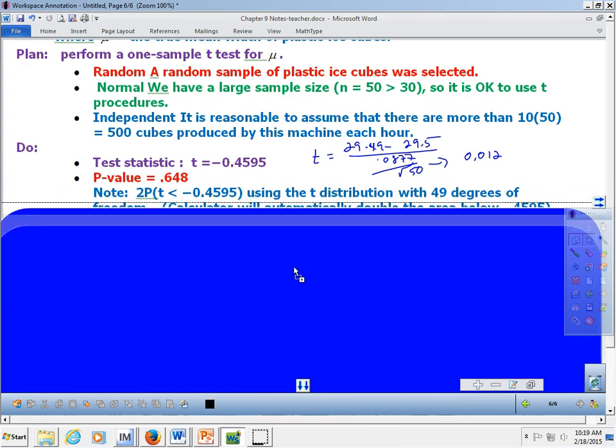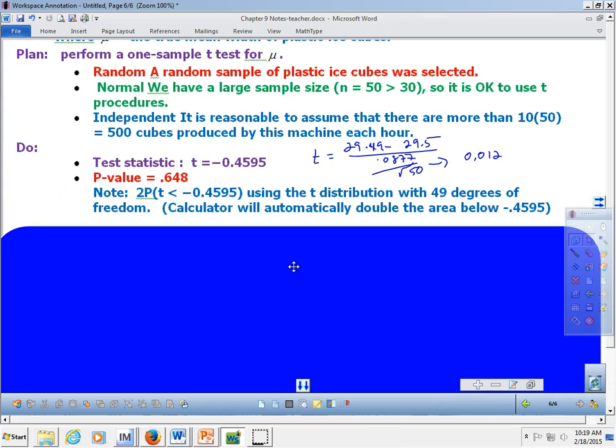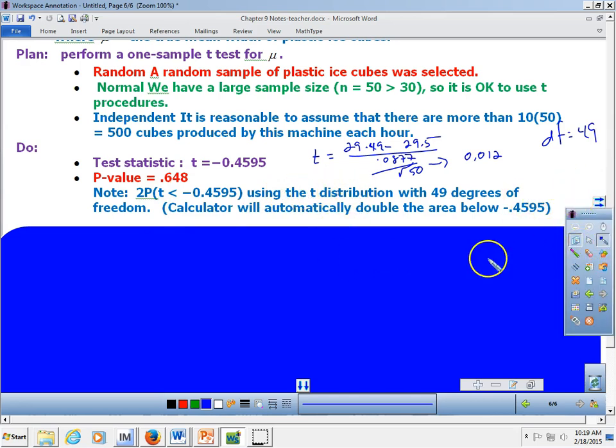And again, here's that reminder, 2 times the p-value, and you have to remember that your degrees of freedom, which should be written in here, it's in here as a note, but do make sure that you're reporting your degrees of freedom, which is 49, okay? But you have to multiply your p-value by 2, and that will get you your actual p-value, okay?